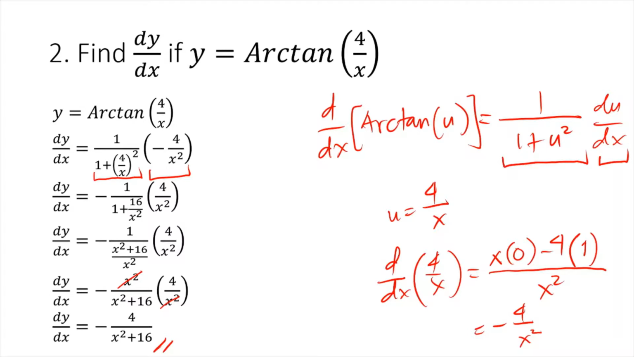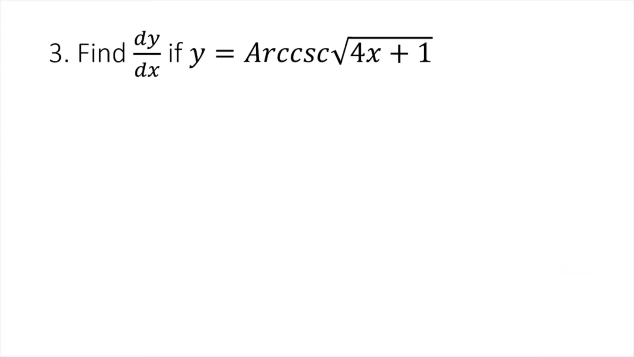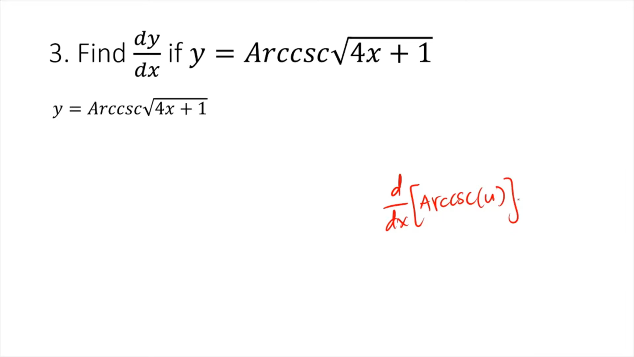Problem number 3. Find dy/dx if y equals arccos² square root of 4x plus 1. So given now, the derivative of arccos² of u, where u is any function of x, is equal to negative 1 over absolute value of u times the square root of u squared minus 1, du/dx, right?